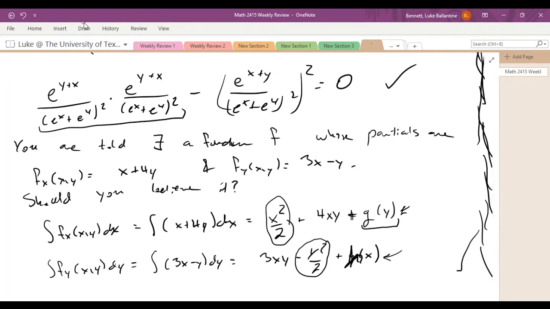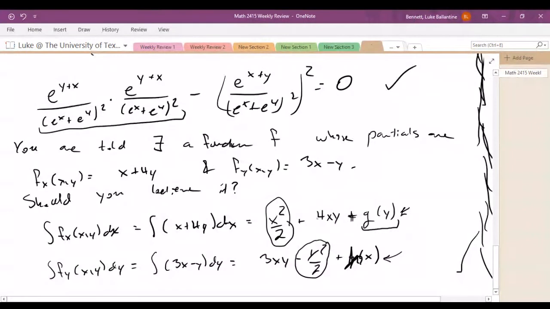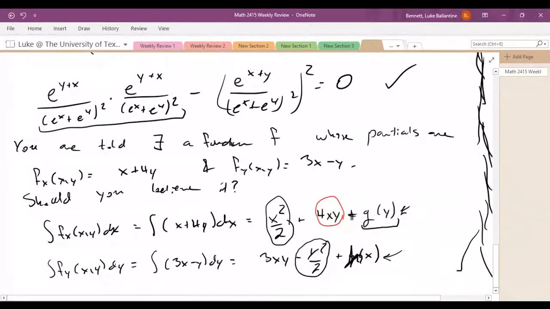The problem lies in this 4xy and this 3xy. Since these are not the same, there is no function that has partial derivatives like this.